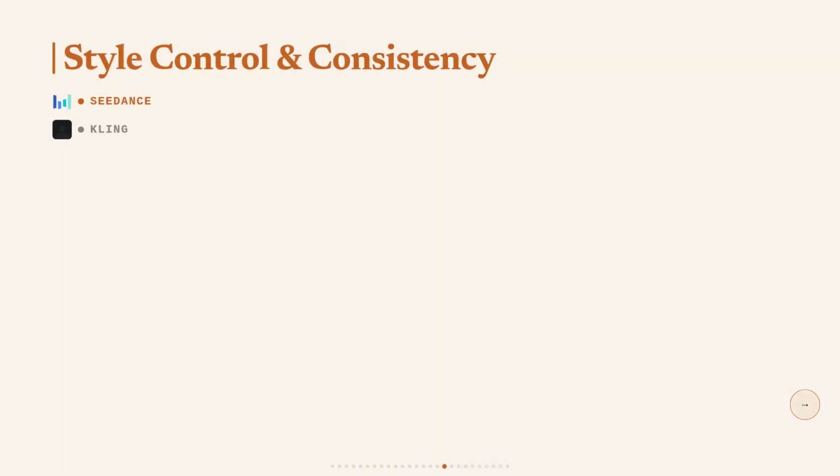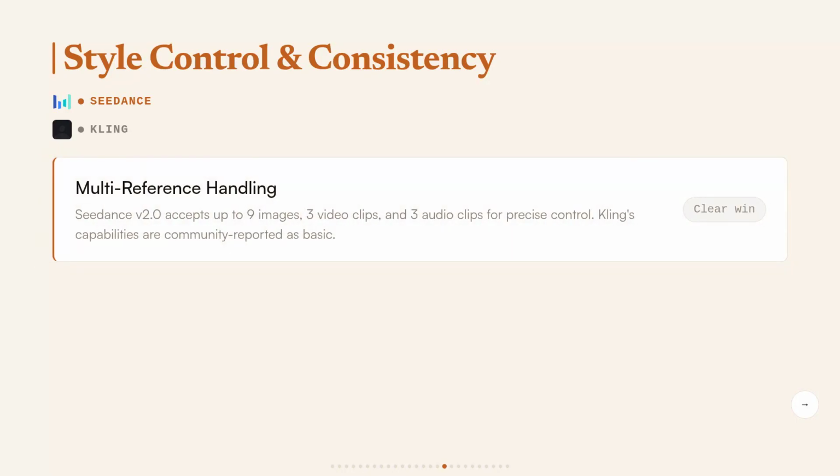Build a campaign that needs the same character or product to look right across a dozen clips, and if the tool can't hold that consistency, the whole set looks like it came from different projects entirely. Seedance version 2 accepts up to 9 reference images, 3 video clips, and 3 audio clips in a single generation. That gives you real control over how a character or scene stays consistent from one clip to the next. It also generates native multi-track audio in that same pass, so the sound comes out of the same generation as the video instead of a separate step.